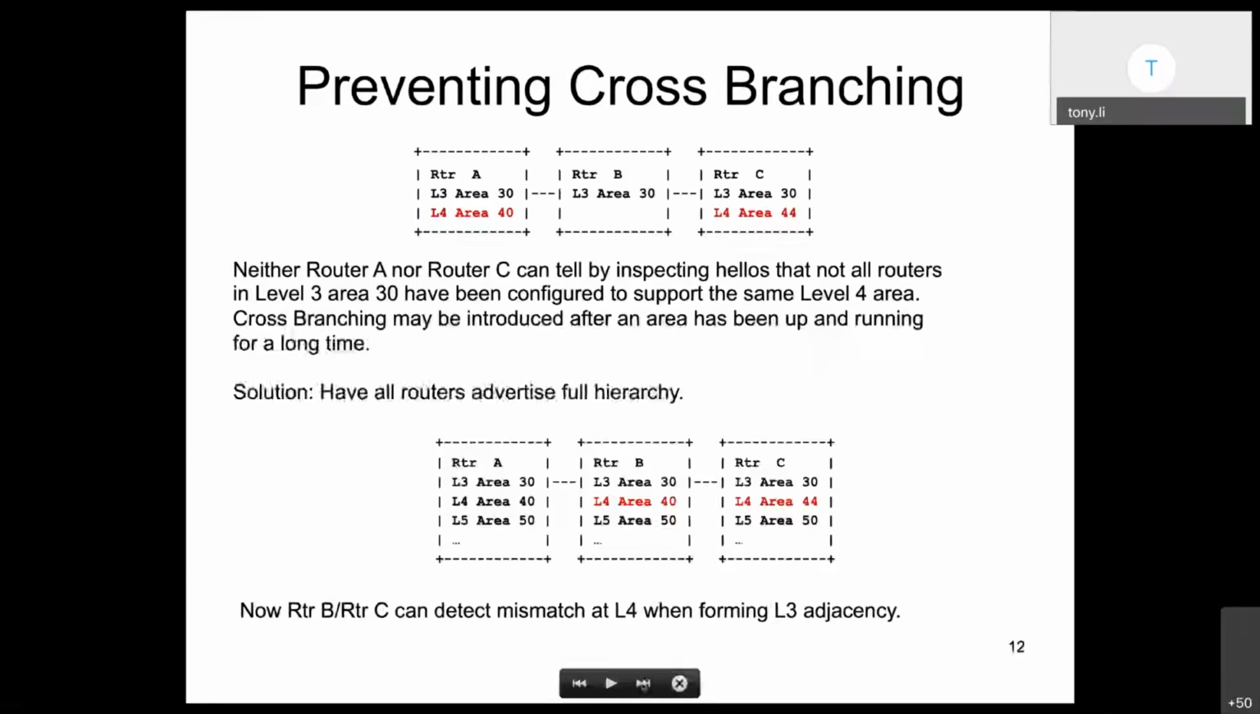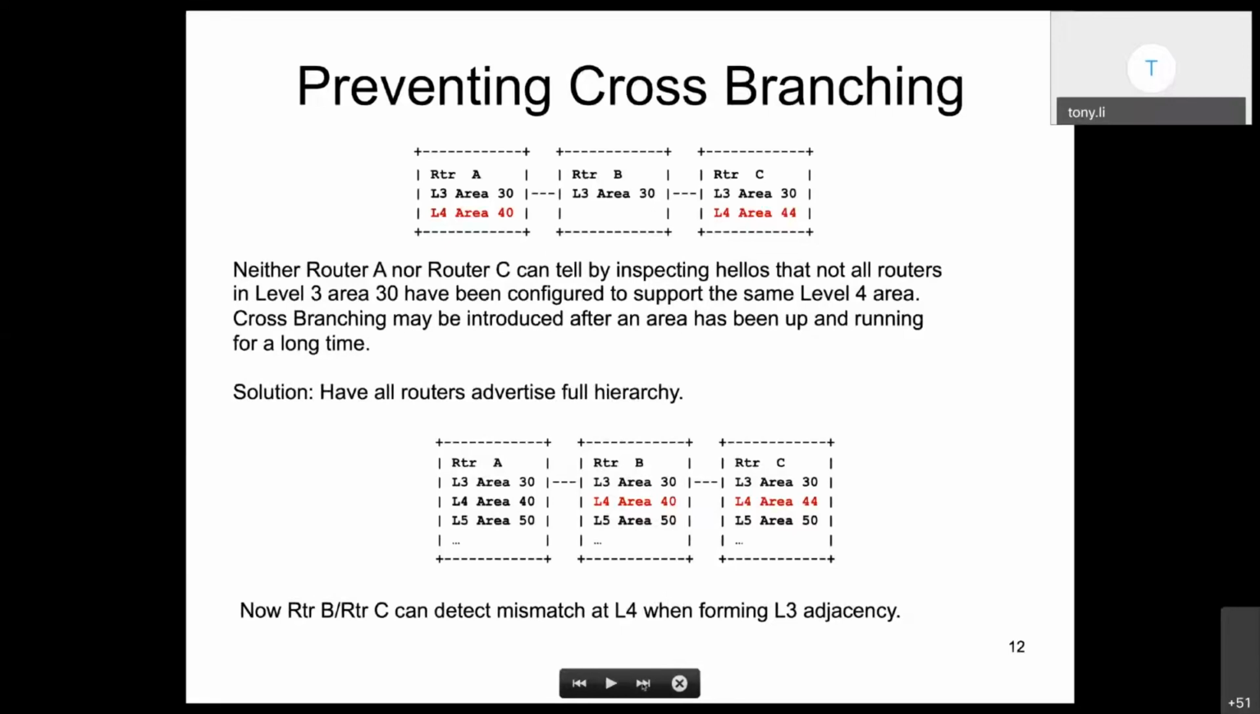What we're proposing instead is that everyone disclose full information. It's pretty much a brute force solution, but it does seem to help things. As you see in the bottom picture, now router B is advertising its full hierarchy, 30, 40, 50. And when it goes to form an adjacency with router C, it can see that it has an inconsistency at level 4.